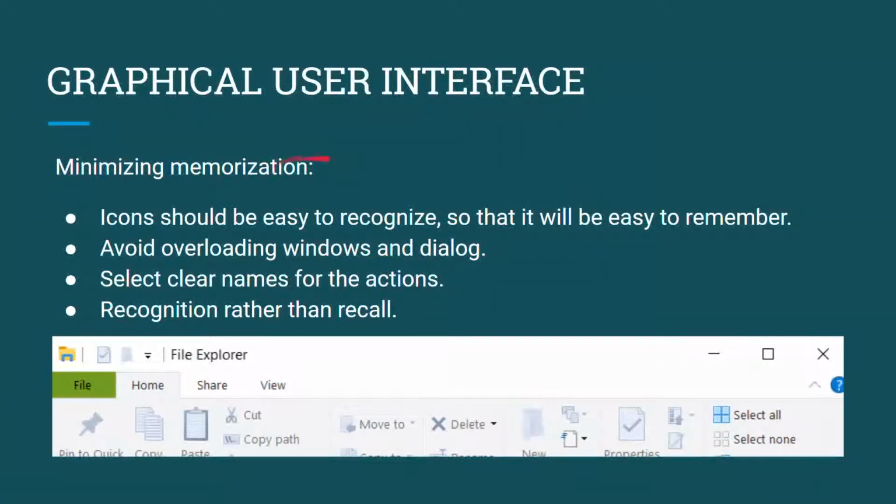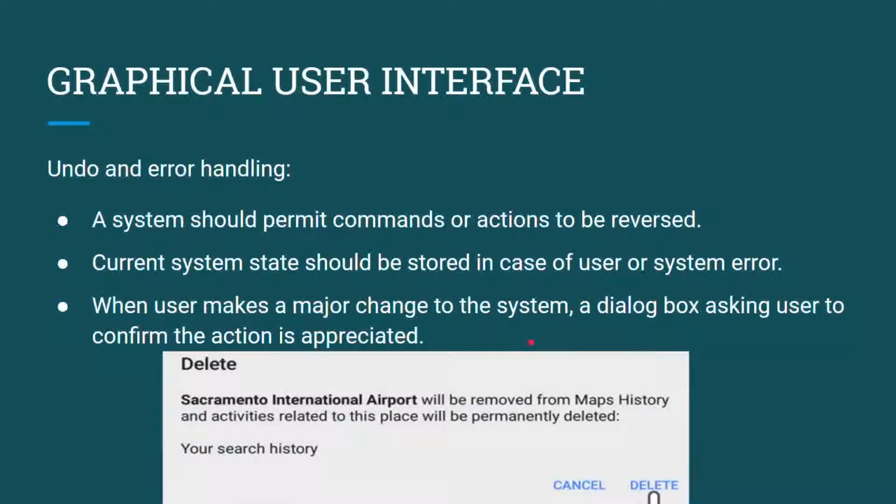Minimizing memorization. Icons should be easy to recognize so that they are easy to remember. Select clear names for the actions. The user should be able to recognize rather than recall. Undo and error handling. A system should permit commands or actions to be reversed. The current system state should be stored in case of a user or system error.